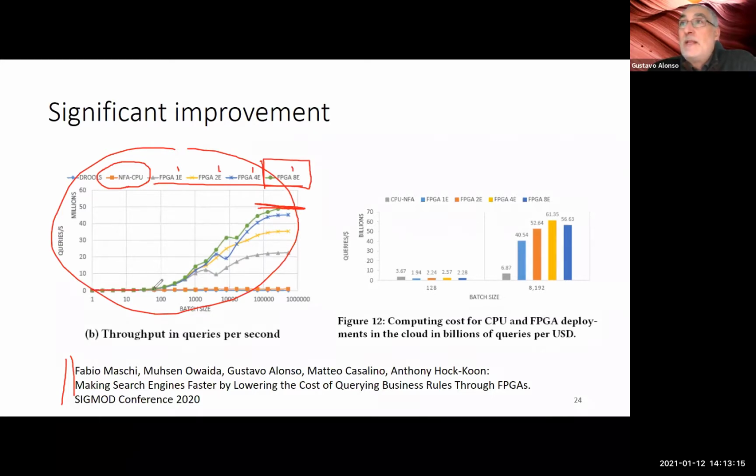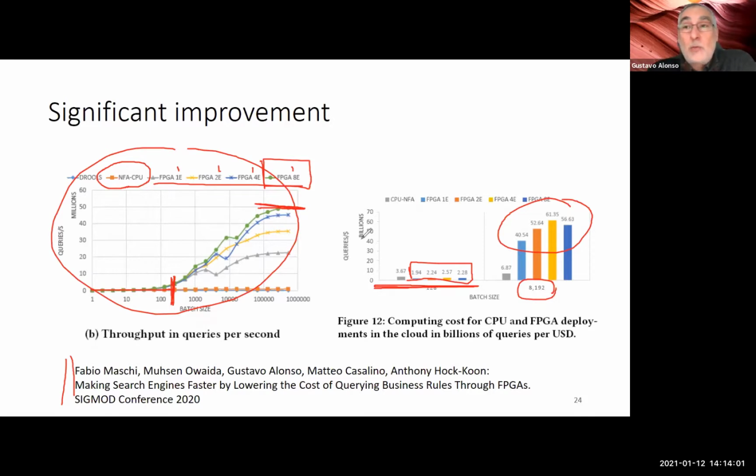You see that the performance at the beginning is not very high. Why? Because this is the batch size. So that means how many requests we are giving to the FPGA. And the FPGA can exploit parallelism if it has many requests, because we are exploiting to a certain extent not only the spatial parallelism, we are also exploiting the pipeline parallelism. So if the batch size of requests that you're giving it is too small, then you see here on the red figure, the queries per dollar, whenever you compare to a deployment on the cloud, the FPGA is not better than a CPU, right? It is only when you have batch sizes that are big enough that the FPGA starts paying off, okay?